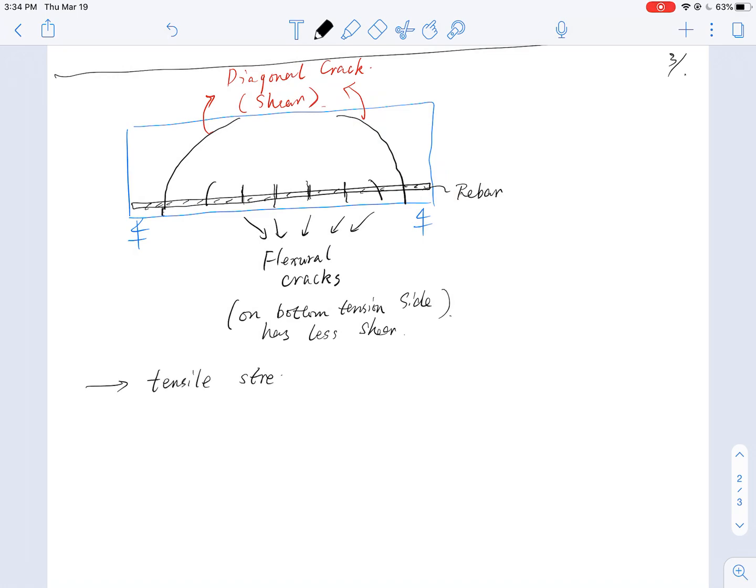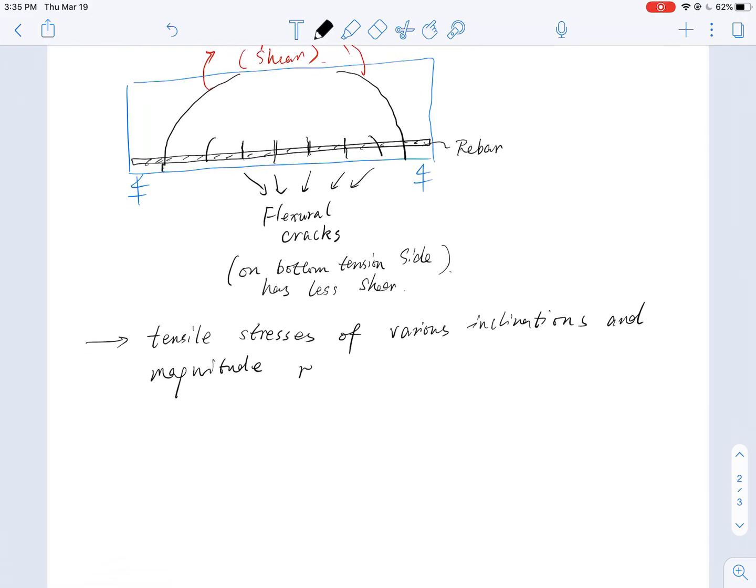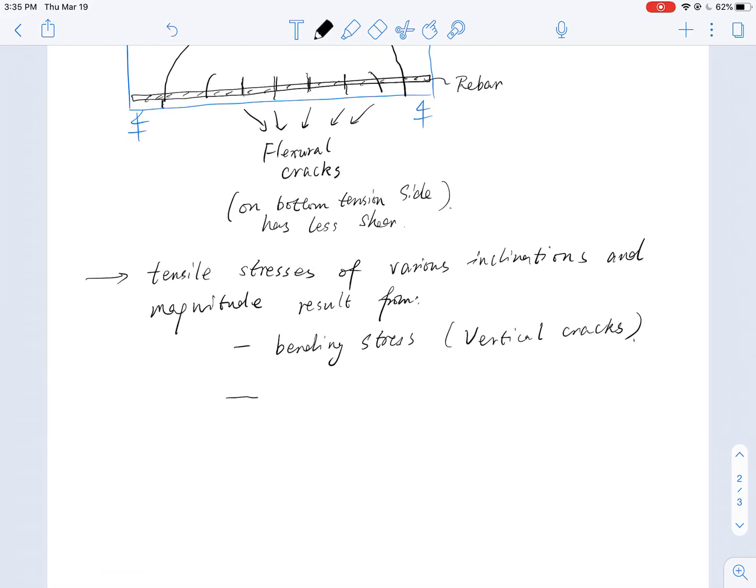Tensile stress of various inclination and magnitude results from either bending stress, vertical ones, or shear, diagonal cracks, and also in between bending and shear, transitional cracks.